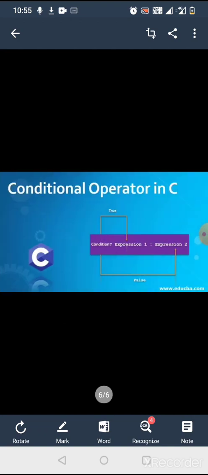The last operator is your conditional operator. First we apply a condition, after that expression 1, a colon, and expression 2. If our condition is true, then it gives the result of expression 1. Otherwise, in the false case, it gives the result of expression 2. So you have to write all these 5 operators in your fair notebook today.